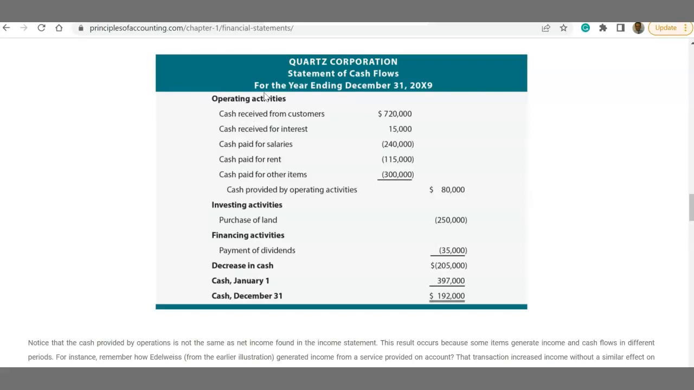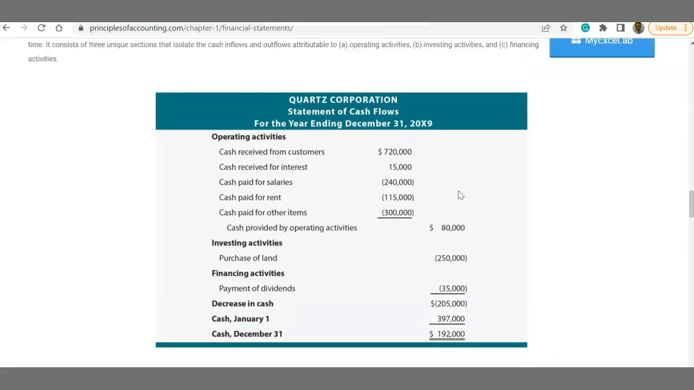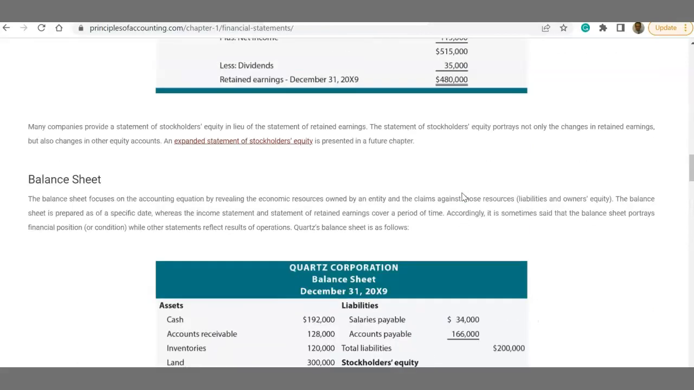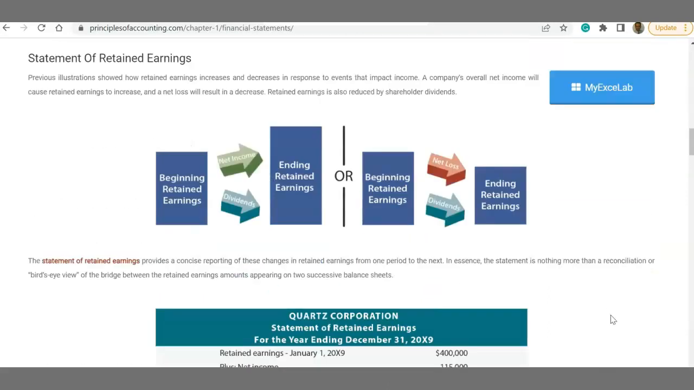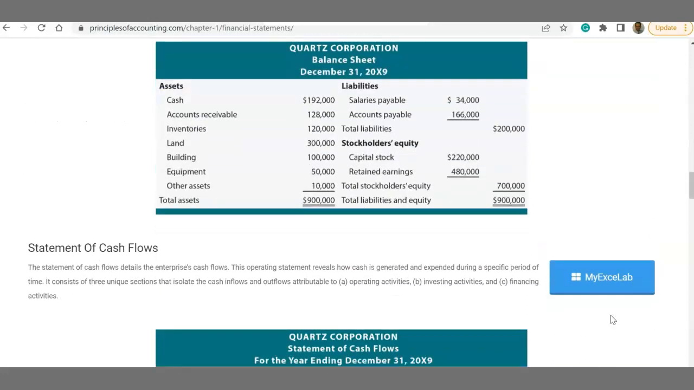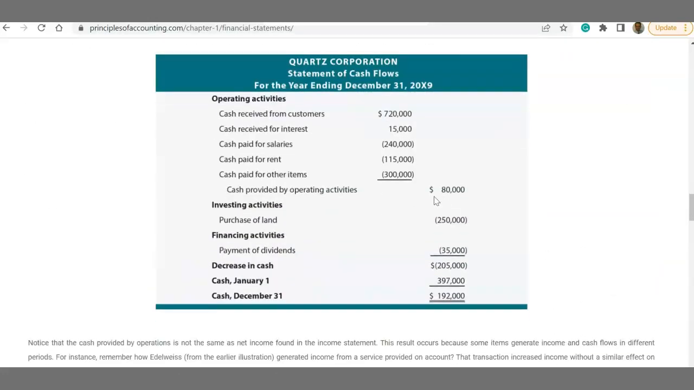So for total operating activities, here it says cash provided by operating activities is $80,000. Okay, watch. The net income here says 115,000, right? Net income says 115,000. But when you look at the cash flow for operating activities, you see it is only 80,000. So you see cash flow is different than net income.